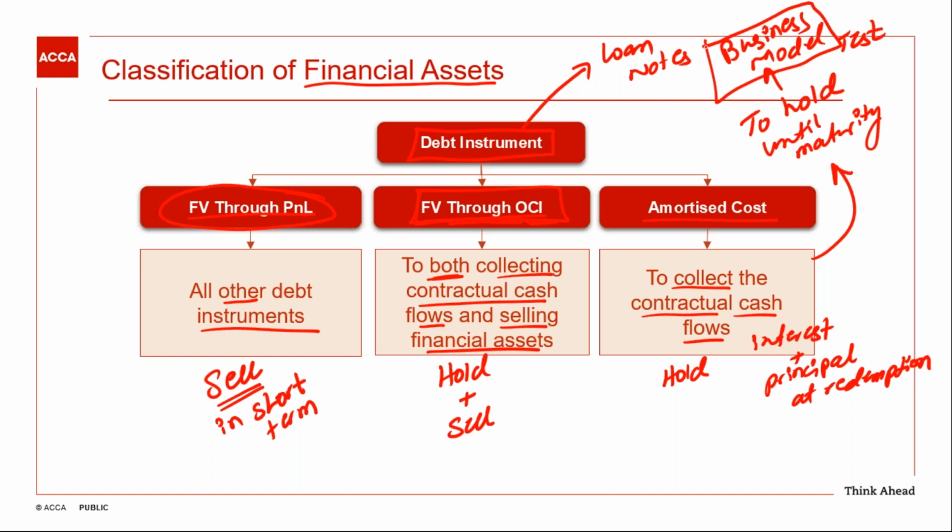Abhay is asking that sometimes a question like business model change will happen. What does that mean? Abhay, that means that if my intention changed later on, initially I was planning to hold, but now I have planned to sell in the near future, so my intention would be changed, which means my business model would be changed.